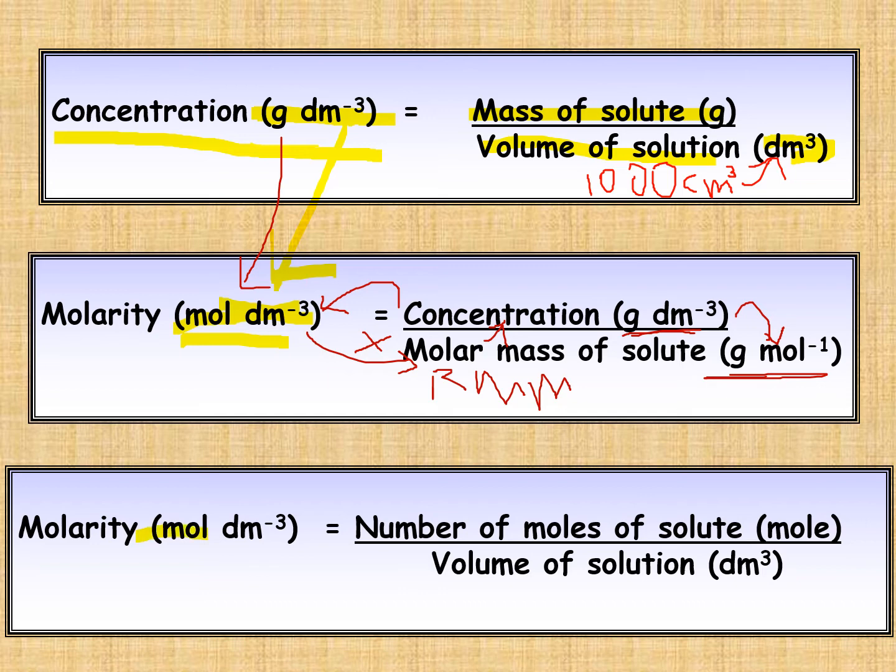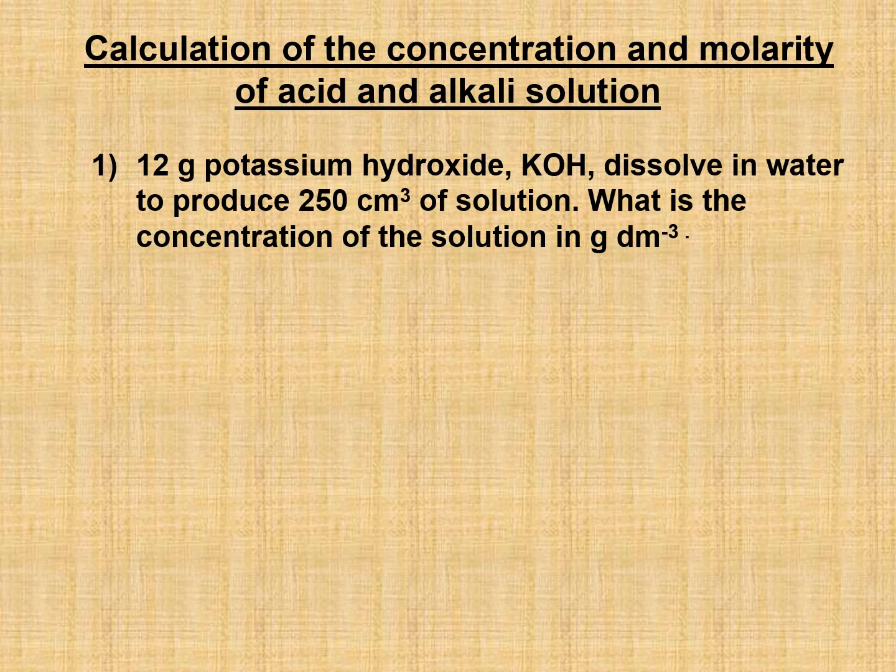Okay, next one, molarity. The last formula is mole per dm cube, and from the formula you will know that it is the number of mole of the solute divided by the volume, and it should be in dm cube. I don't think it is the most, but those three formulas are very important in the calculation of the concentration or molarity of acid and alkali in this subtopic. Okay, let us see the first question.